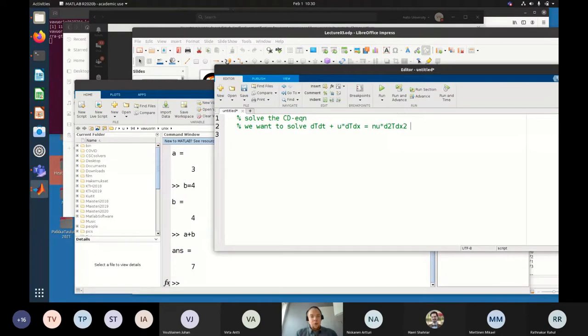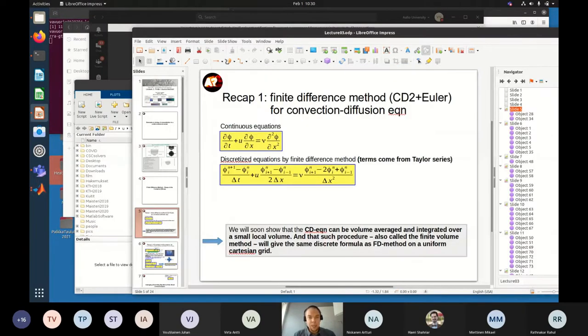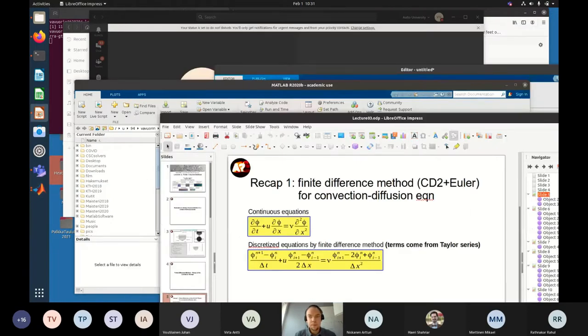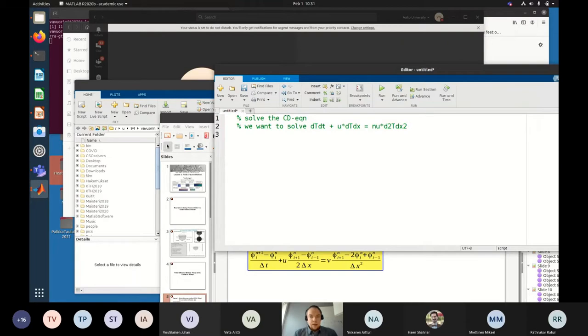So I'm talking about the same equation as over here. First derivative, second derivative, velocity, and then diffusivity. And so first of all, we want to say that we have a one-dimensional something. I will just draw a picture of the initial condition. Let's call it T0 is the initial condition.